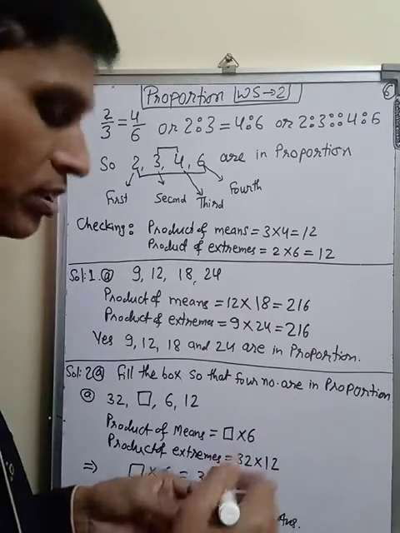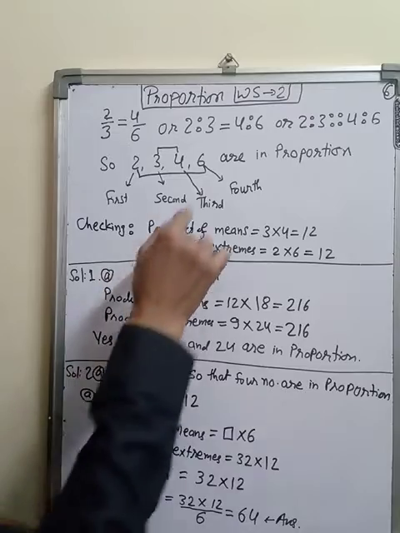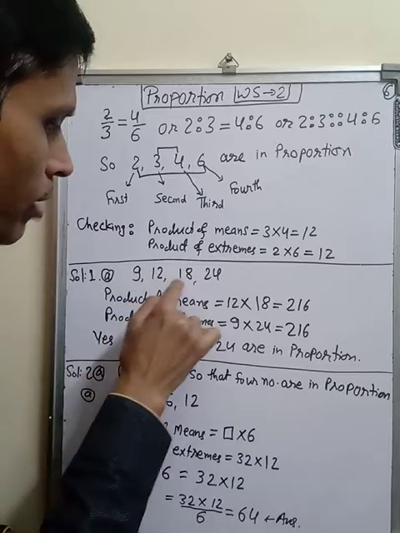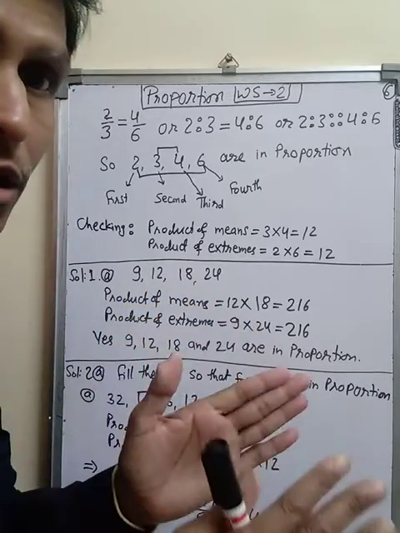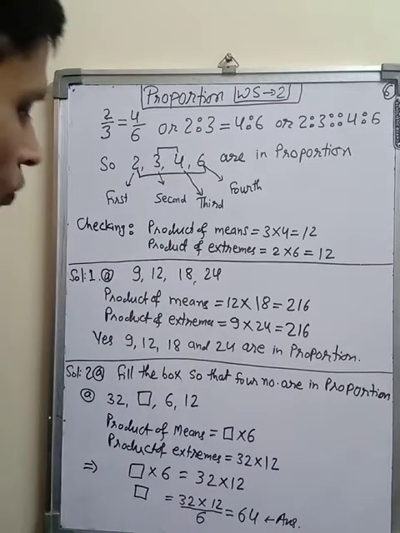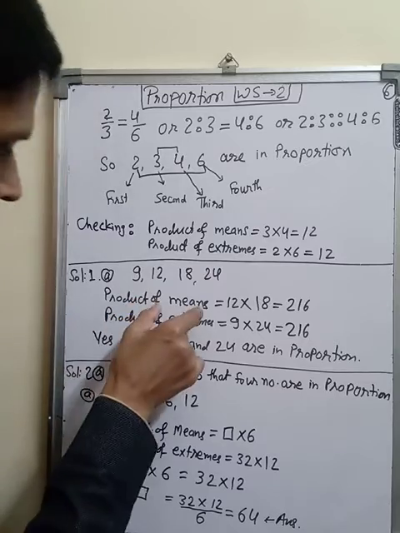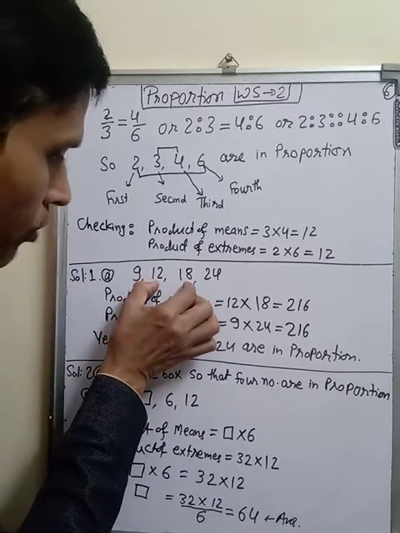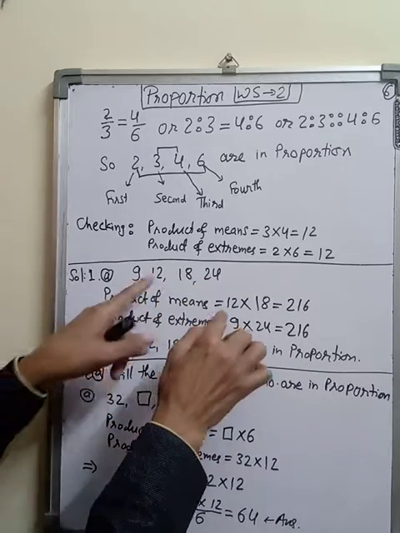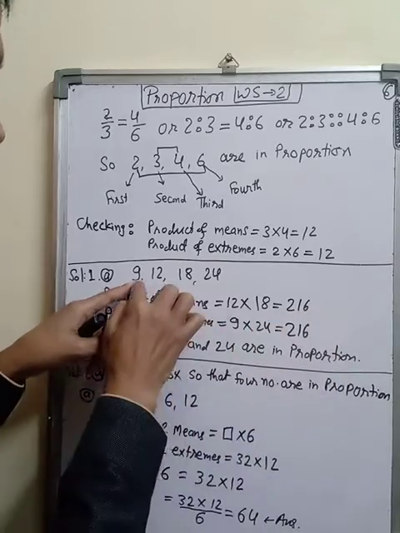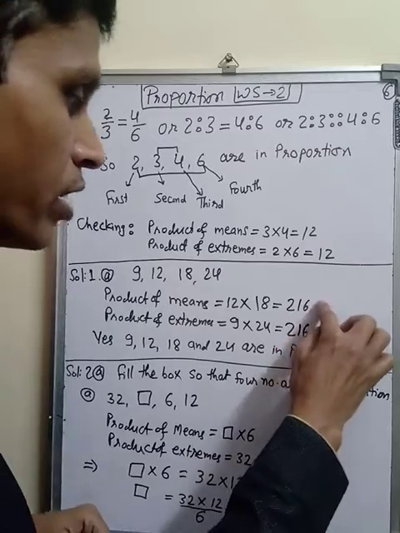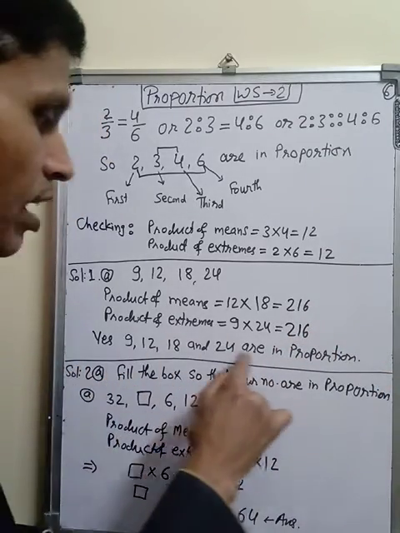Now we are taking one example from your worksheet. Worksheet 2, question number 1. It is asked: 9, 12, 18, 24. We have to check whether these are in proportion or not. So how will we check? By this procedure. We will find the product of means and the product of extremes. So we check 12 into 18, 216, and 9 into 24, product of extremes, which is also the same. When these two are the same, we will write yes, these are in proportion.